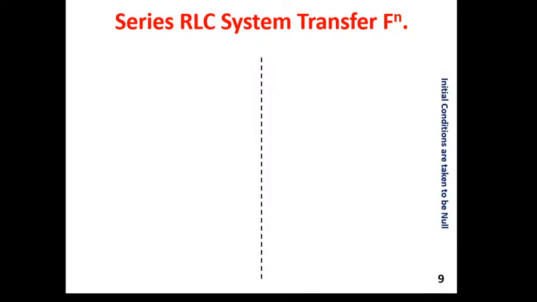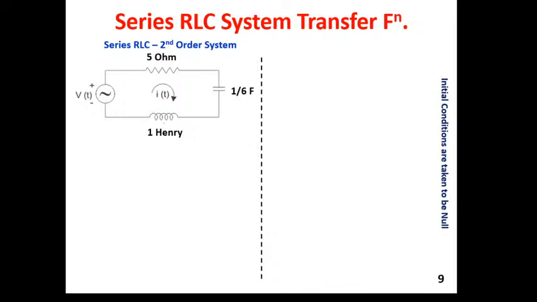Now find out the transfer function for a series RLC circuit. Why series RLC? Because series RLC is a second order system and we have already done this transfer function yesterday. So, I am assuming a few things. I am assuming there is a 5 ohm resistance, a 1 by 6 farad capacitance, and a 1 Henry inductance in this system.